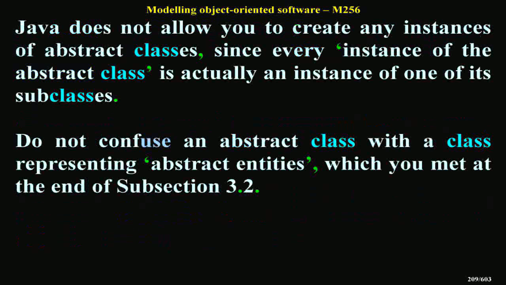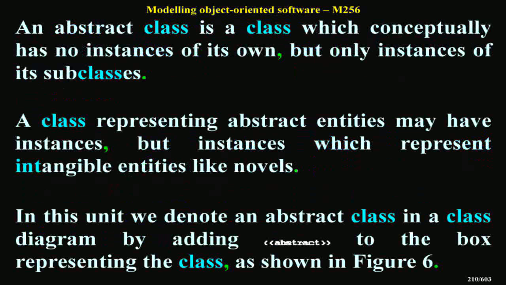Do not confuse an abstract class with a class representing abstract entities, which you met at the end of subsection 3.2. An abstract class is a class which conceptually has no instances of its own, but only instances of its subclasses. A class representing abstract entities may have instances, but instances which represent intangible entities like novels.